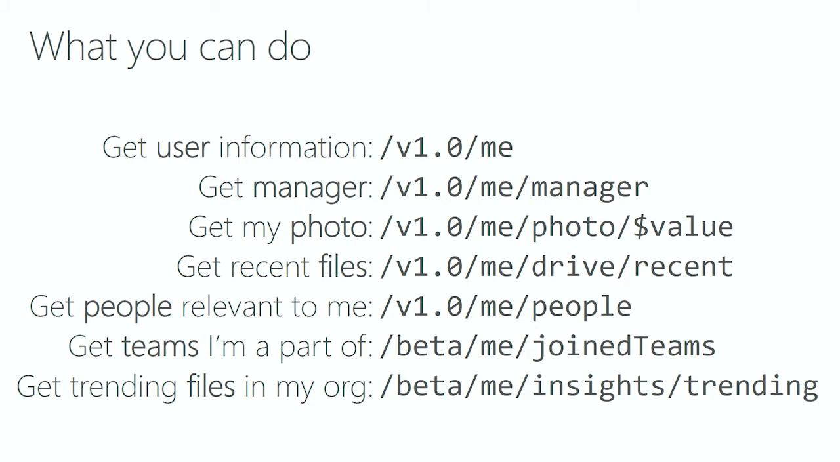So I can begin by getting the user's information. And me is an alias for the current logged in user. So I get a user profile back. From there, I can append manager to fetch the information about who their manager is. I can fetch their photo, their drive items. I can fetch people that are relevant to them across the org, both internal as well as contacts. I can get teams that they're part of using the Beta API as well as Insights Trending, which gives you popular files in their organization.